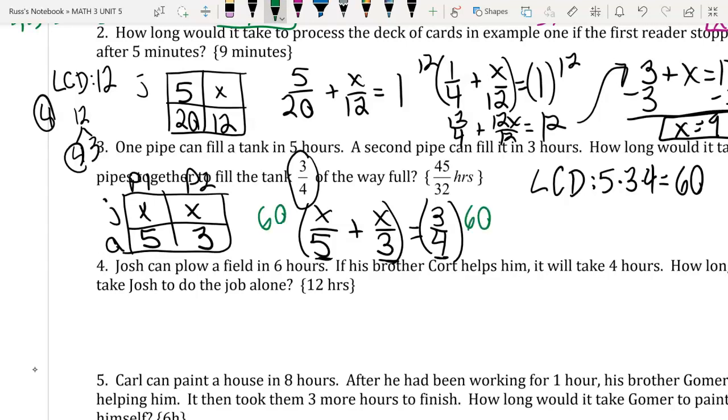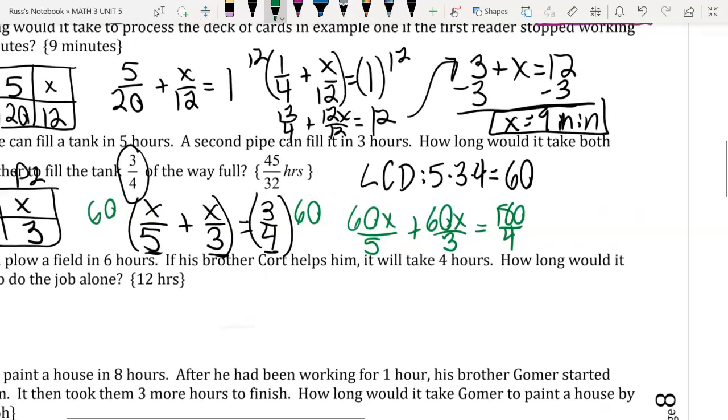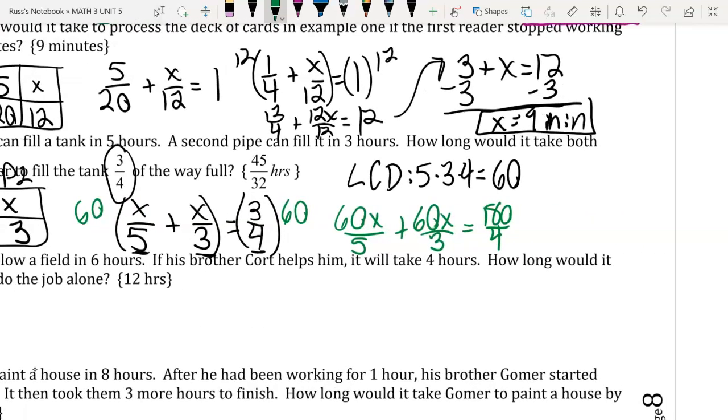Only the numerators. So I get 60x over 5 plus 60x over 3 equals 180 over 4. And the reason I do this is so it'll simplify. I get 12x plus 20x equals 4 will go into 180 45 times. So we get 32x equal 45.